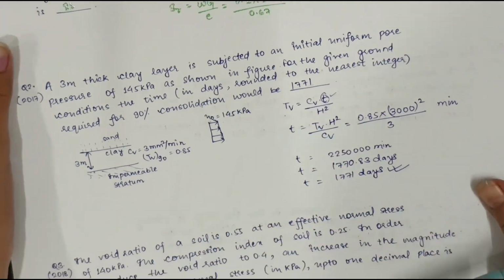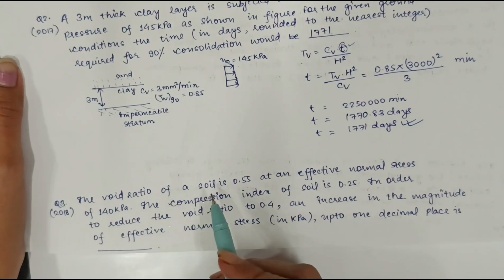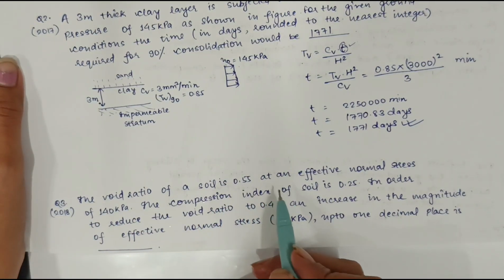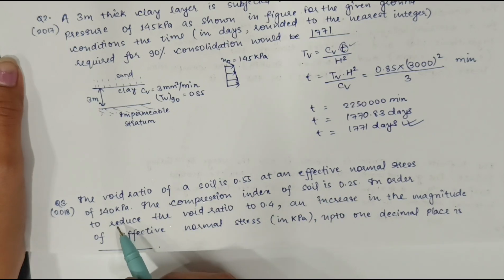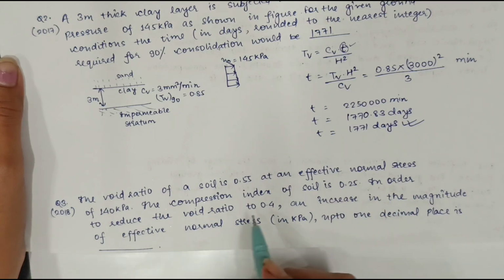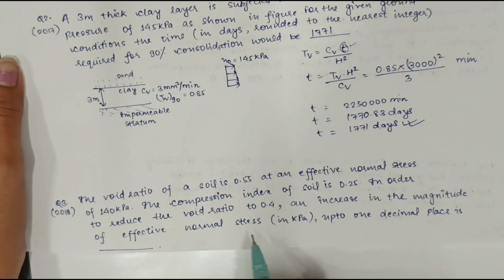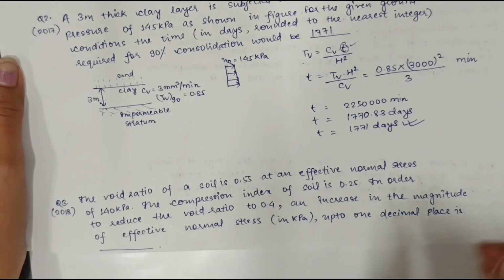Okay, now question number 3. This question is asked in GATE 2018. The void ratio of a soil is 0.55 at an effective normal stress of 140 kilopascal. The compression index of soil is 0.25. In order to reduce the void ratio to 0.4, an increase in the magnitude of effective normal stress in kilopascal up to 1 decimal place is dash.